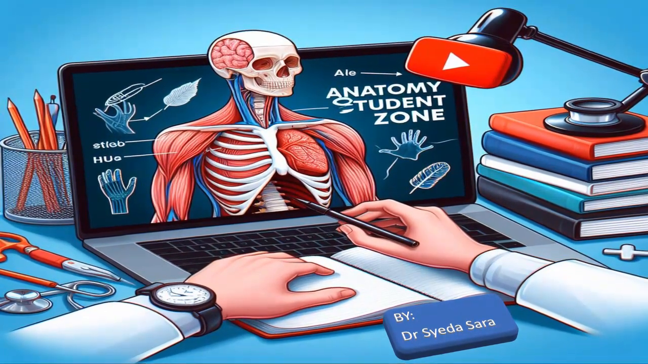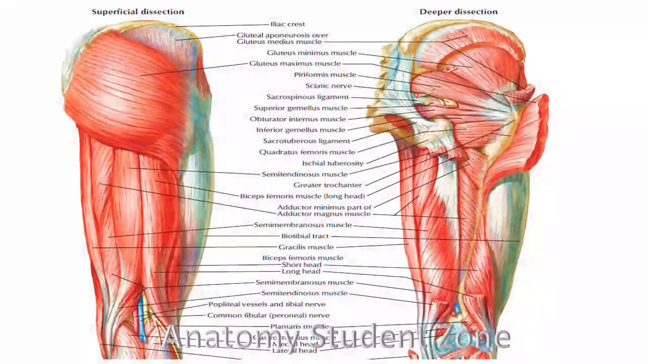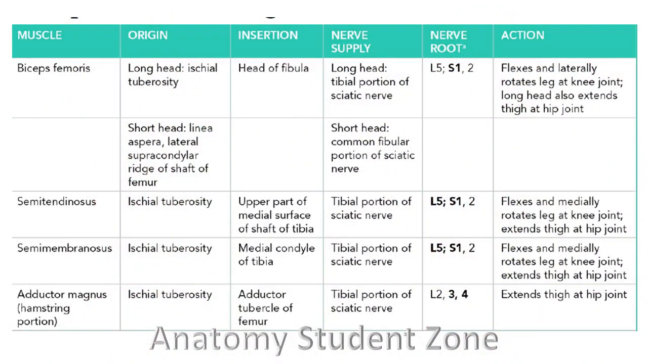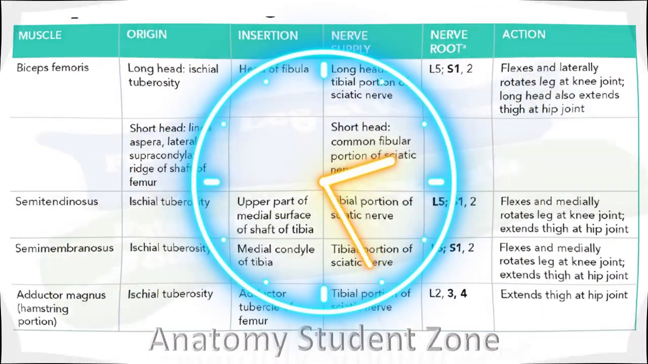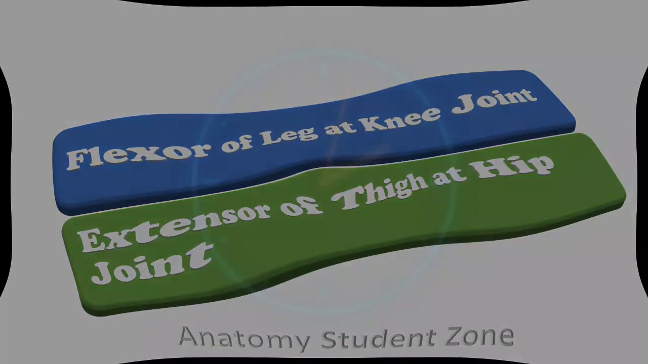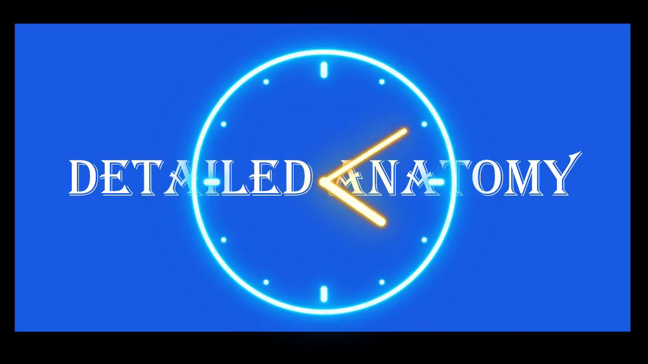Previously I told you briefly about the muscles of the posterior compartment of the thigh, what the muscles are doing in our routine activities, and how they are going to help us. Hope you will be familiar now with their names. Previously I also explained their function and how we are going to build these muscles. But today I will tell you about the detailed anatomy of the muscles of the posterior compartment of the thigh.